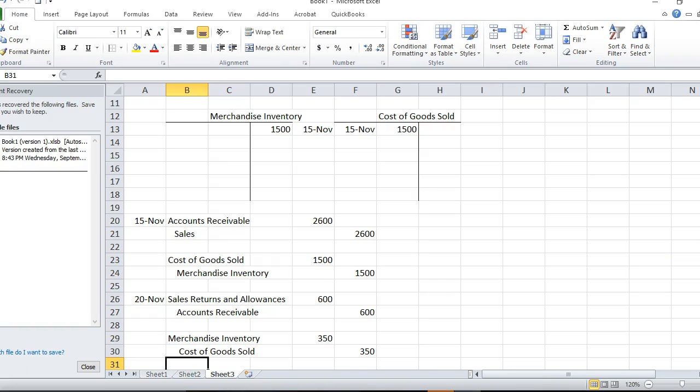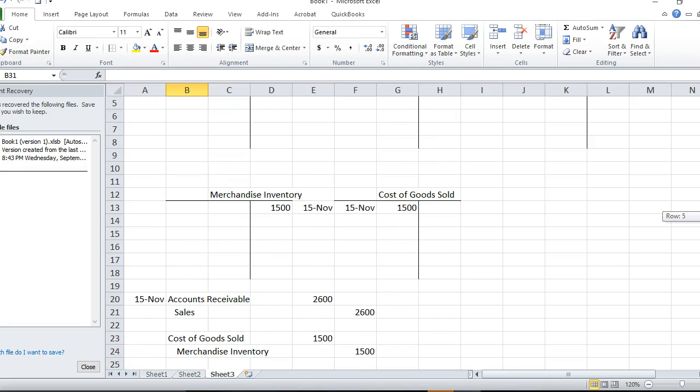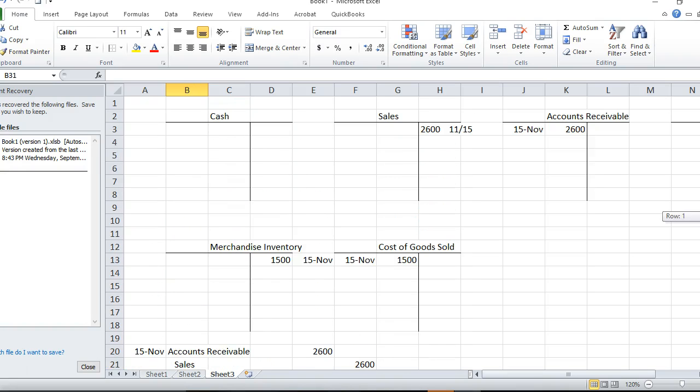Well, this accounts receivable is an asset. Sales is income. Cost of goods sold is technically an expense. So we don't have any liabilities right now in this problem, but yes, each one of these accounts is either an asset or a liability or revenue or expenses, right?